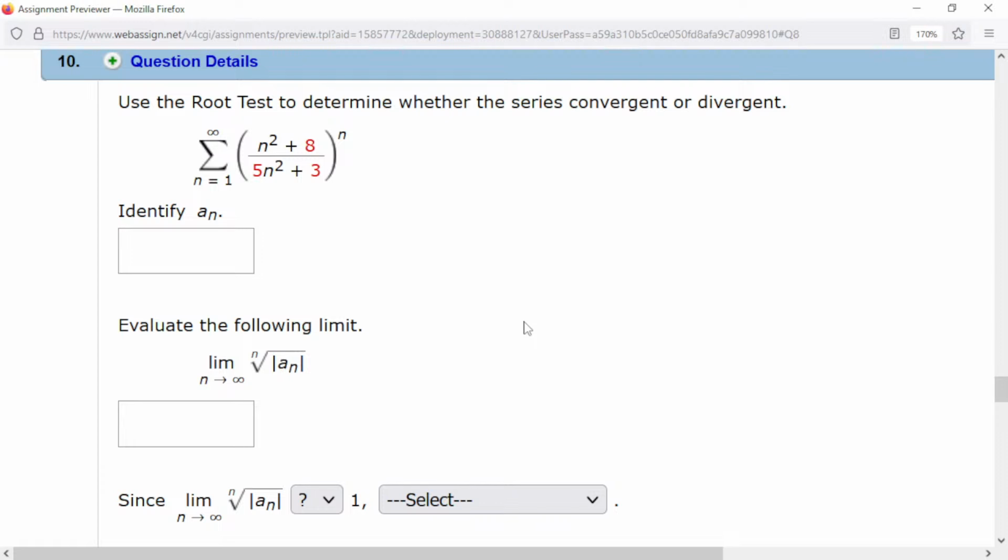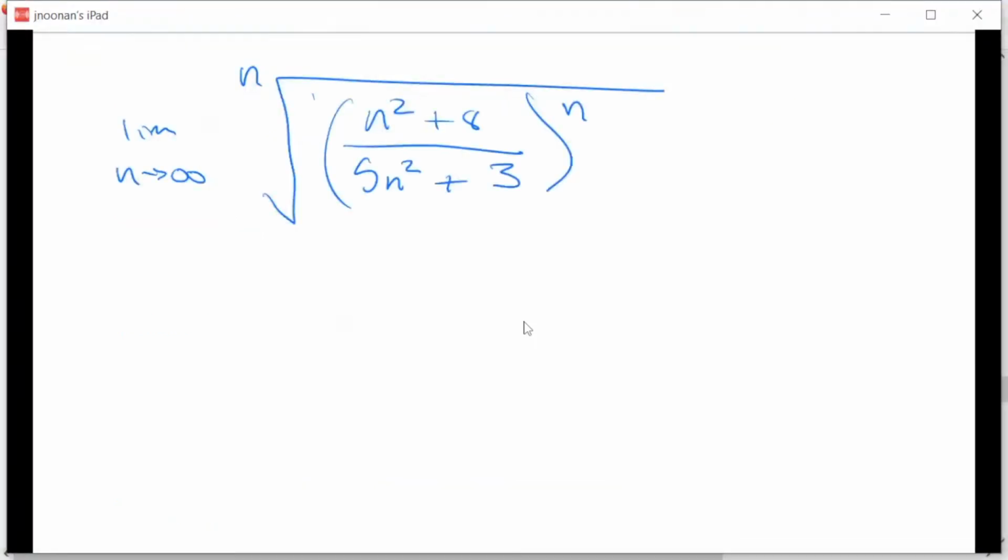So number 8, A sub n is just this thing right here. So I'm not even going to write it, but I will write the root test. So I'm going to do this limit, hold on a minute, of n squared plus 8 over 5n squared plus 3. Okay, so here's where we are. Oh, you know what I didn't do? I should do this. There. Now it's correct. So the absolute value is just there to say if there are any negatives, make them positive.